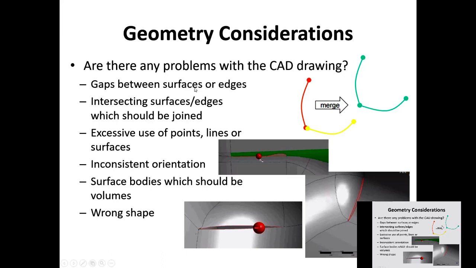So you can have gaps between surfaces or edges. Intersecting surfaces, edges have to be joined when you take a CAD model. So you may have duplicate lines, points, etc. Now this is one of that. You don't need it. And you might have inconsistent orientation. And you may have only surfaces, not volumes. And you may have exactly the wrong shape as well when you get CAD drawings.